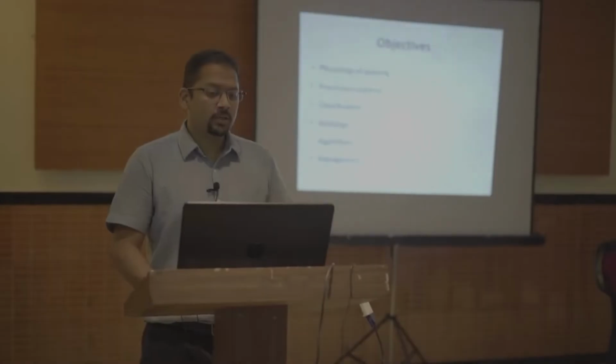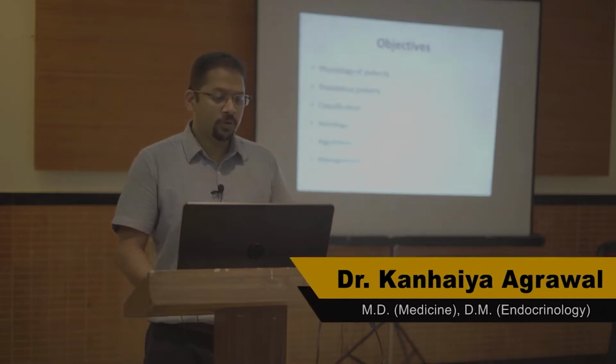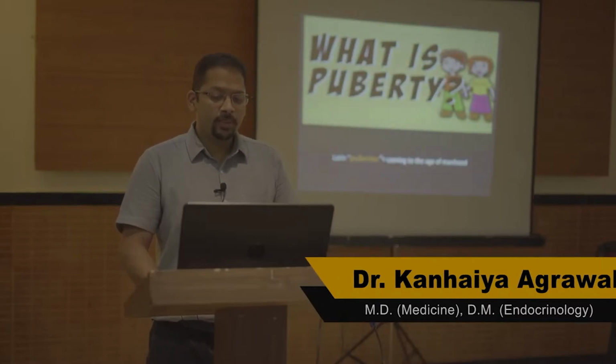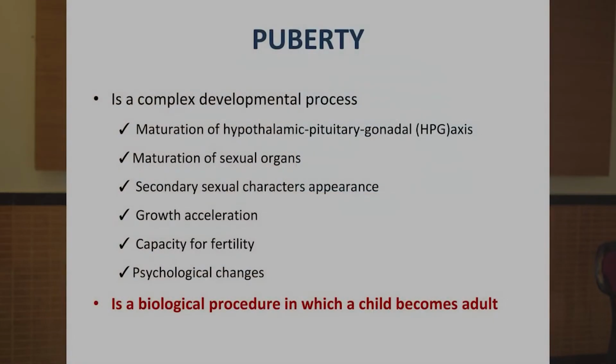So I'll be discussing the physiology of puberty, then precocious puberty, classification, etiology, algorithms and management. So what is puberty? Puberty is a Latin word which means the coming to the age of manhood. Puberty is a complex process which involves the maturation of the HPG axis, maturation of the sexual organs, development of the secondary sexual characteristics and their appearance, growth acceleration, capacity to be fertile and psychological changes.